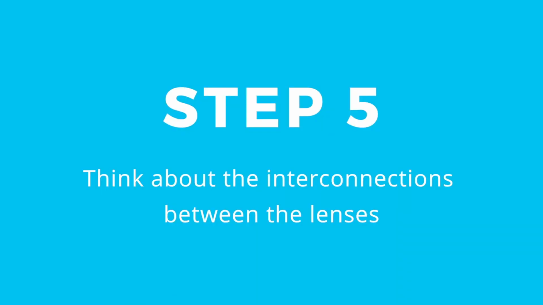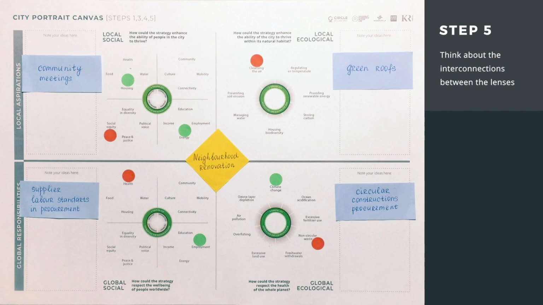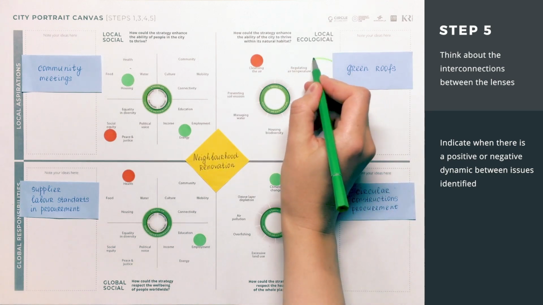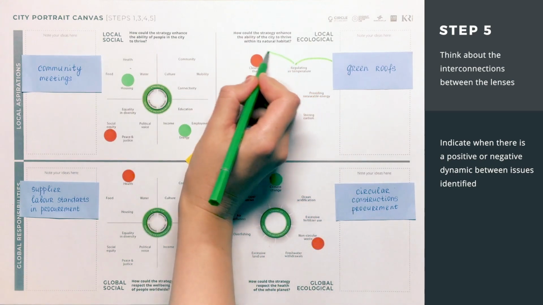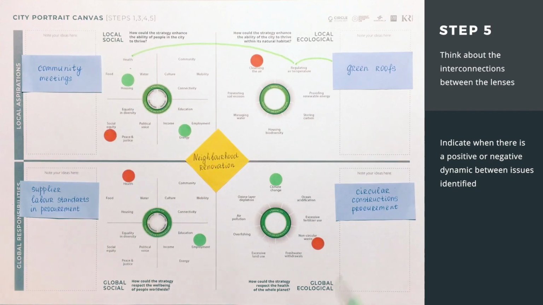So, zooming out to look at all four lenses of the city portrait canvas, we can see a diversity of possible impacts, both positive and negative. To create thriving strategies, it's important to explore how these dimensions connect and interact with one another. In this next step, I'll think about the interconnections between the four lenses and draw lines between each of the lenses to indicate either a positive or a negative dynamic. For one such positive interconnection, green roofs can decrease the urban heat island effect and improve local air temperature, which also has a positive impact on the health of the local residents, as well as absorbing carbon emissions.